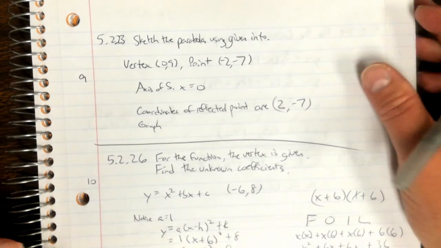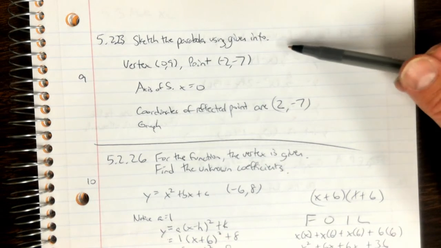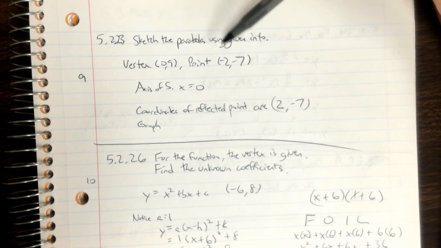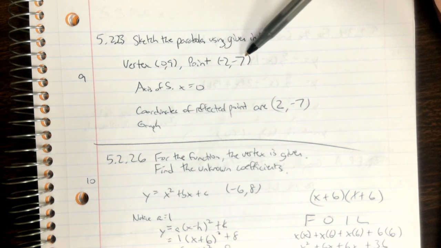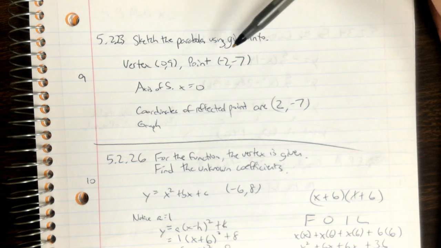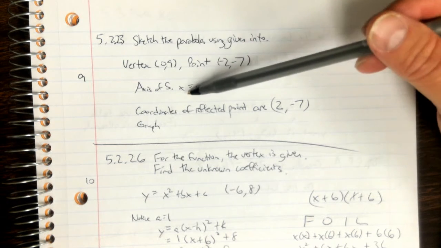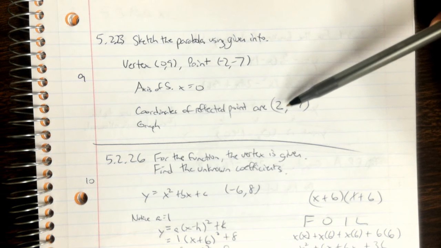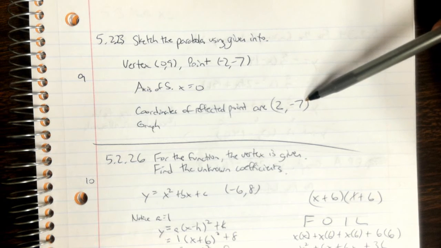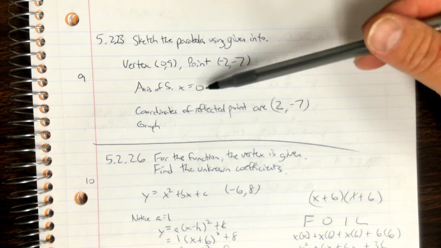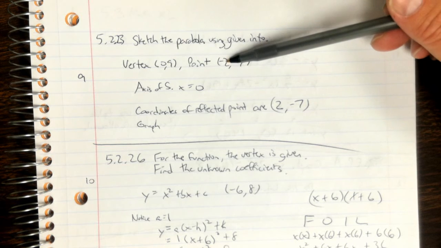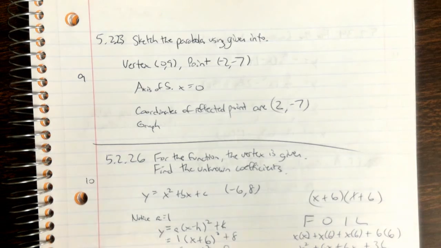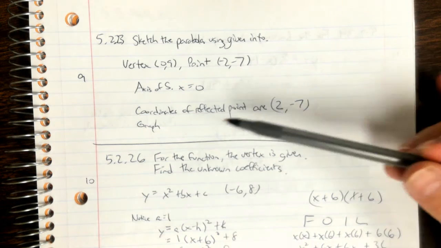Okay, the next one says sketch the parabola using the given info. You're given the vertex is (0, 9), and the point on the graph is (-2, -7). So your axis of symmetry would be x equals 0. Your coordinates of the reflected point are (2, -7). Since we're right down the middle, if this is negative 2, then this would be positive 2, and your y value would be the same. And then you just graph it.